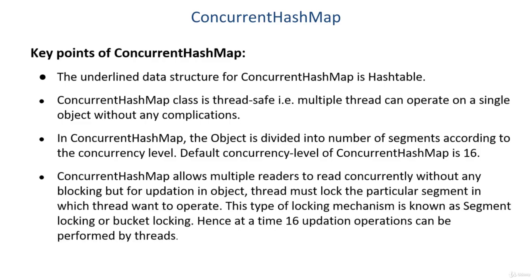ConcurrentHashMap allows multiple readers to read concurrently without any blocking, but for an update in the object, a thread must lock the particular segment in which it wants to operate. This type of locking mechanism is known as segment locking or bucket locking. Hence, at a time, 16 update operations can be performed by threads.